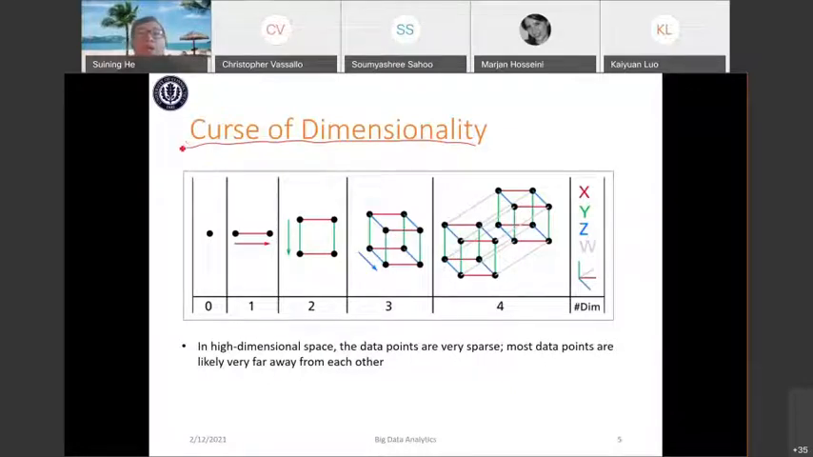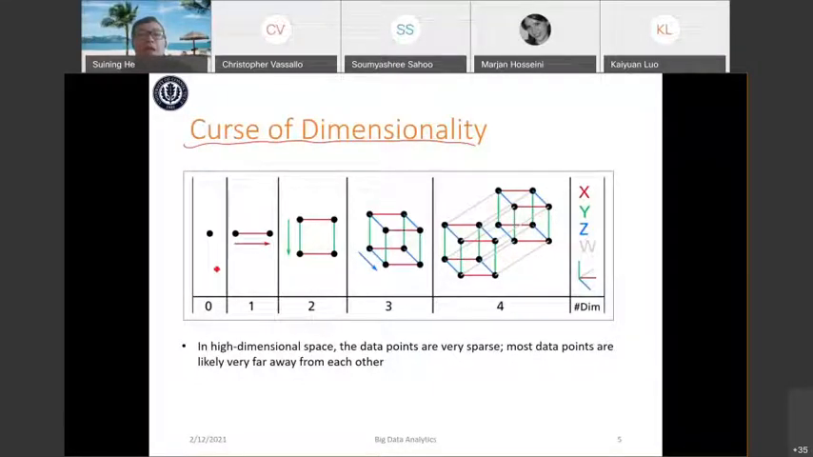The theory called the curse of dimensionality says that if we have too many dimensions in the data set, it will be very difficult for us to understand and describe the data set. There are a lot of different kinds of explanations about this theory.